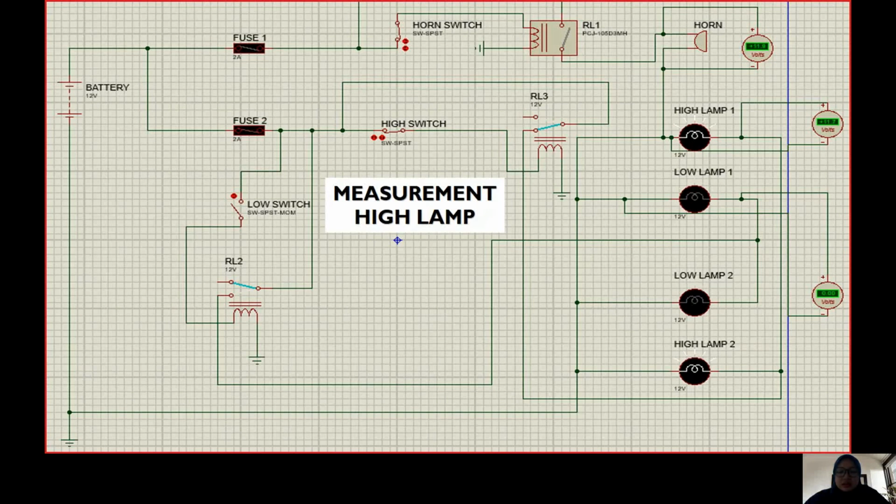Next, we want to measure the voltage for the high lamp and also the horn. When the switch of the horn is on, so it's connected, the value of voltage of the horn is equal to 11.9. And when the high switch is on or connected, the high lamp will light up and the value of voltage for the high lamp is 11.7.